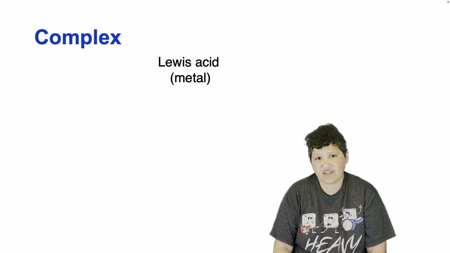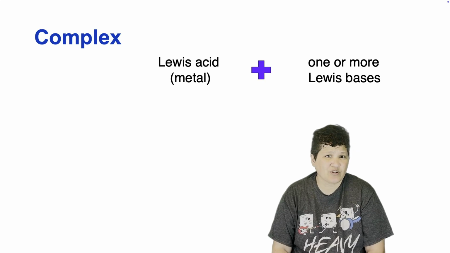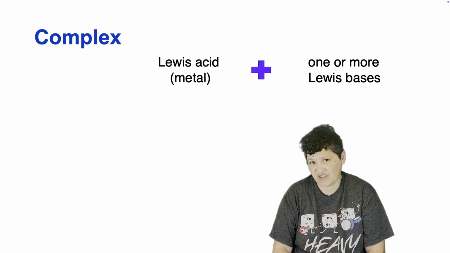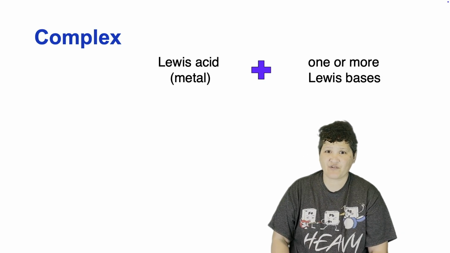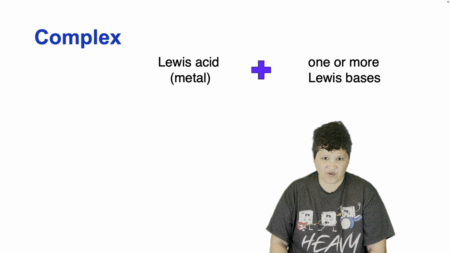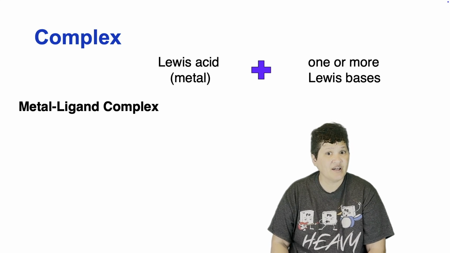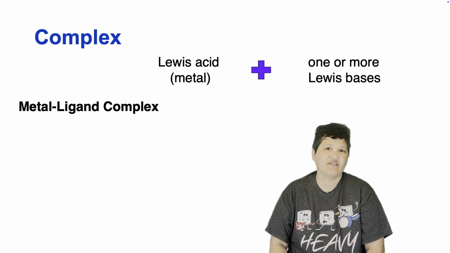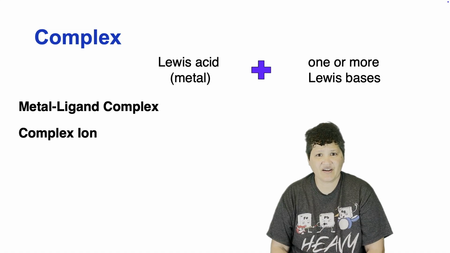First of all, let's just say that a complex includes a metal serving as a Lewis acid with 1 or more Lewis bases bonded to it. Throughout the series, the term complex is generally what I'm going to use to refer to one of these molecules, but there are some other synonyms that get used. I also use the term metal-ligand complex. I've also seen these things called complex ions.